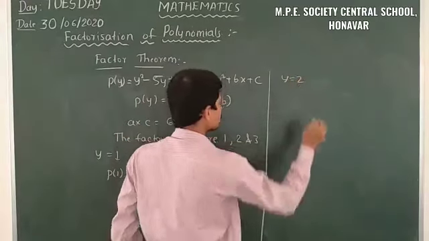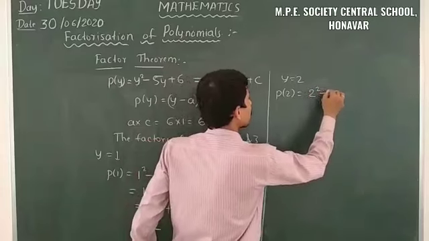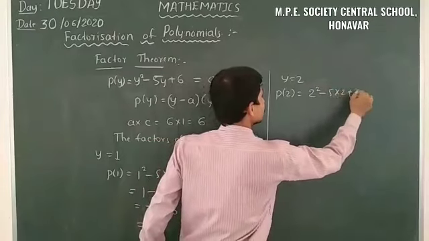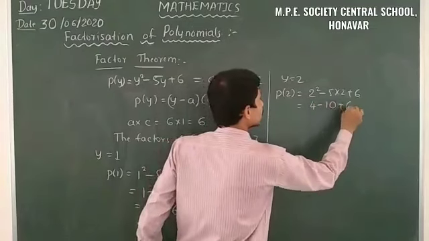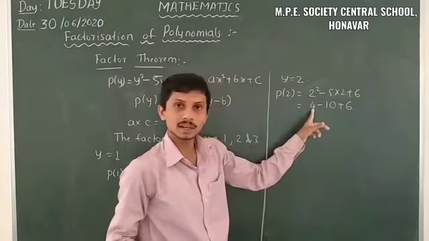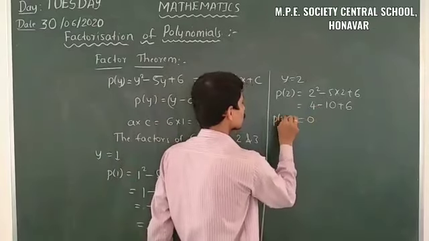So when we substitute y is equal to 2, what do we have? P of 2 is equal to 2 square minus 5 into 2 plus 6 here. So that is 4 minus 10 plus 6 here. So 6 plus 4 is 10. 10 minus 10 is equal to 0. That means P of 2 is equal to 0.